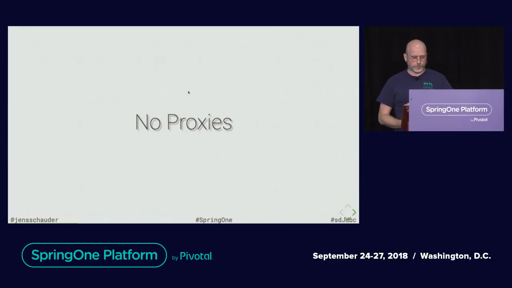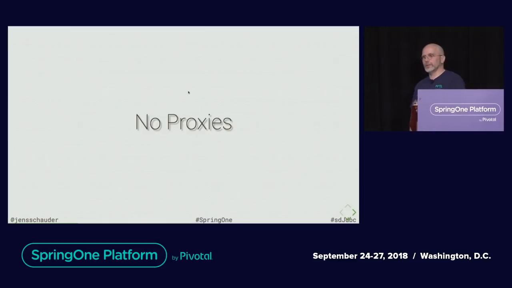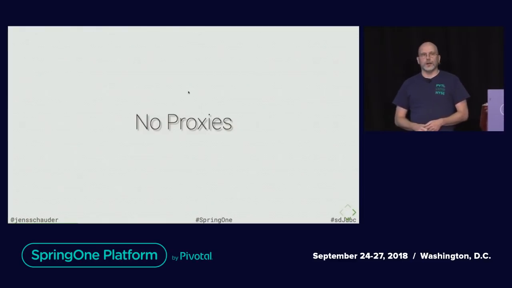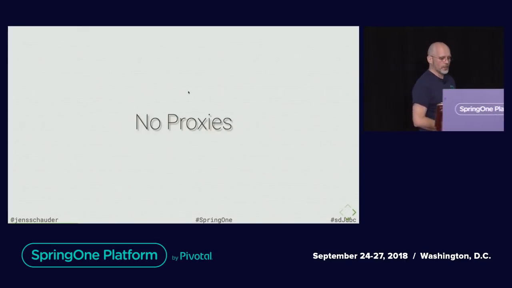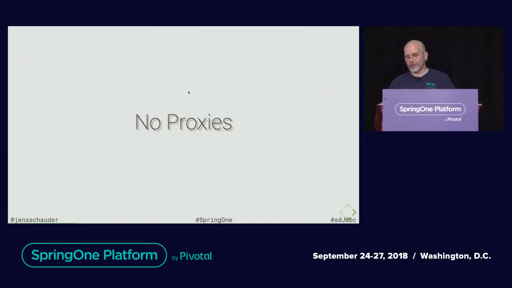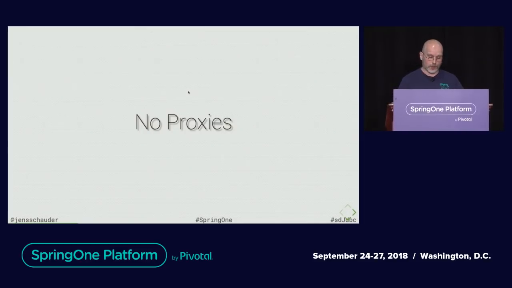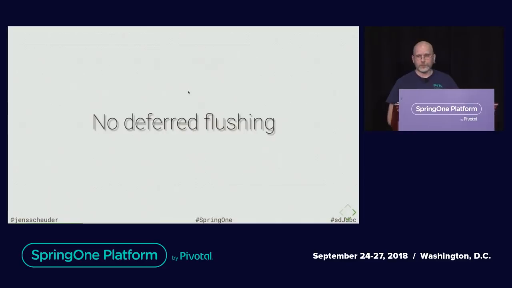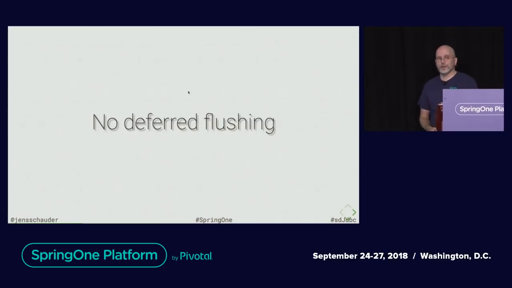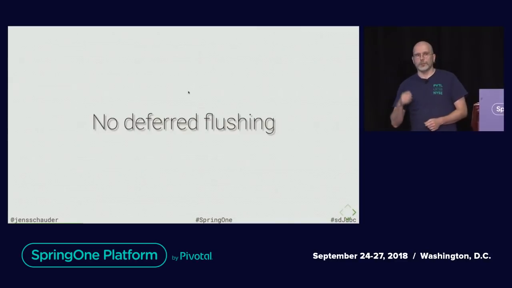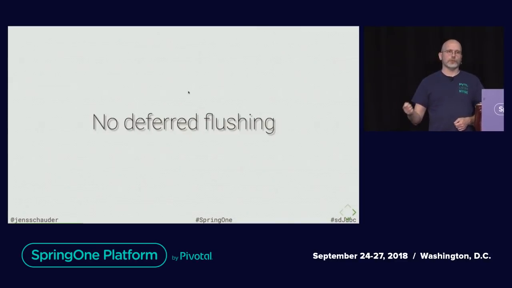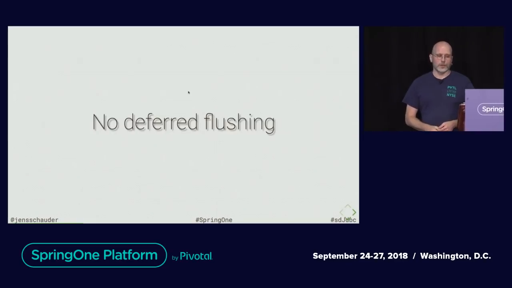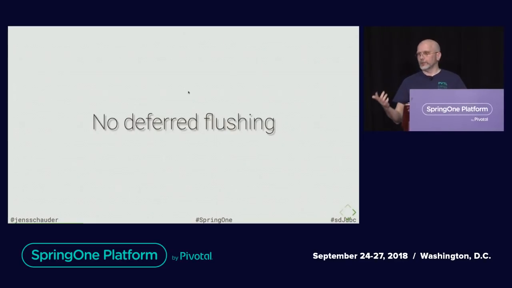There are also no proxies. My boss, Oliver Gierke, whom you have probably seen at the keynote, is kind of skeptical about this one, if I can keep it up. But so far, I haven't seen any reason to drop it, and I think it's a value to have no proxies in entities. And similar to no lazy loading, there's no deferred flushing. If you call repository save, we will trigger SQL statements and persist your stuff in the database, which, for example, also means you can immediately query it if you're in the same transaction.